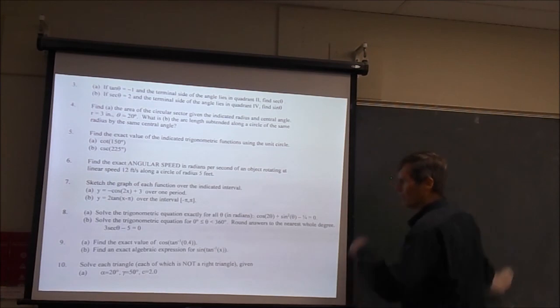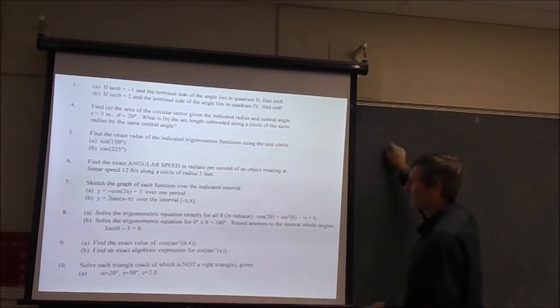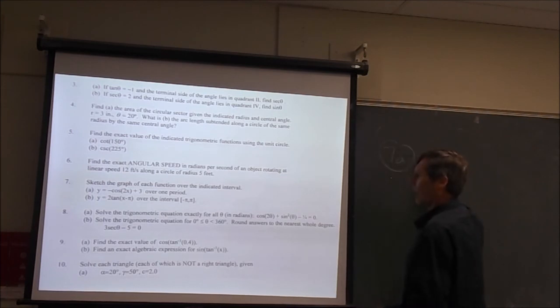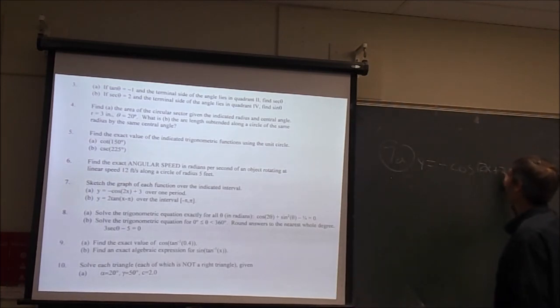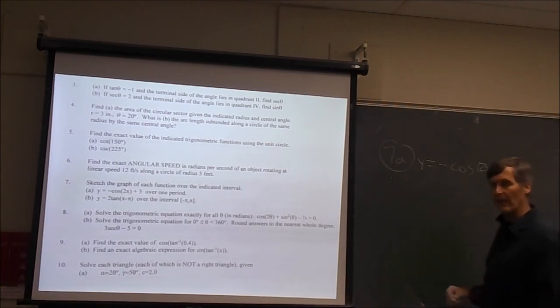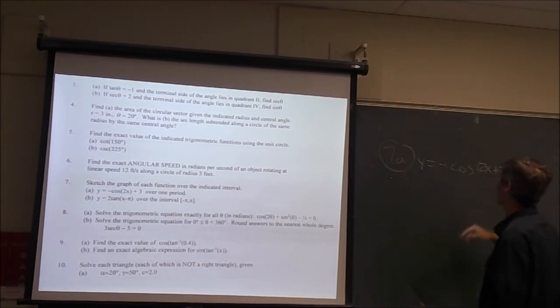Suppose we try one of those. Let's try 7a, y equals minus cosine 2x plus 3 over 1 period. Get your calculator out afterwards and check to make sure your graph looks correct. But on your graph, I want to see some exact points, so don't just use your calculator.